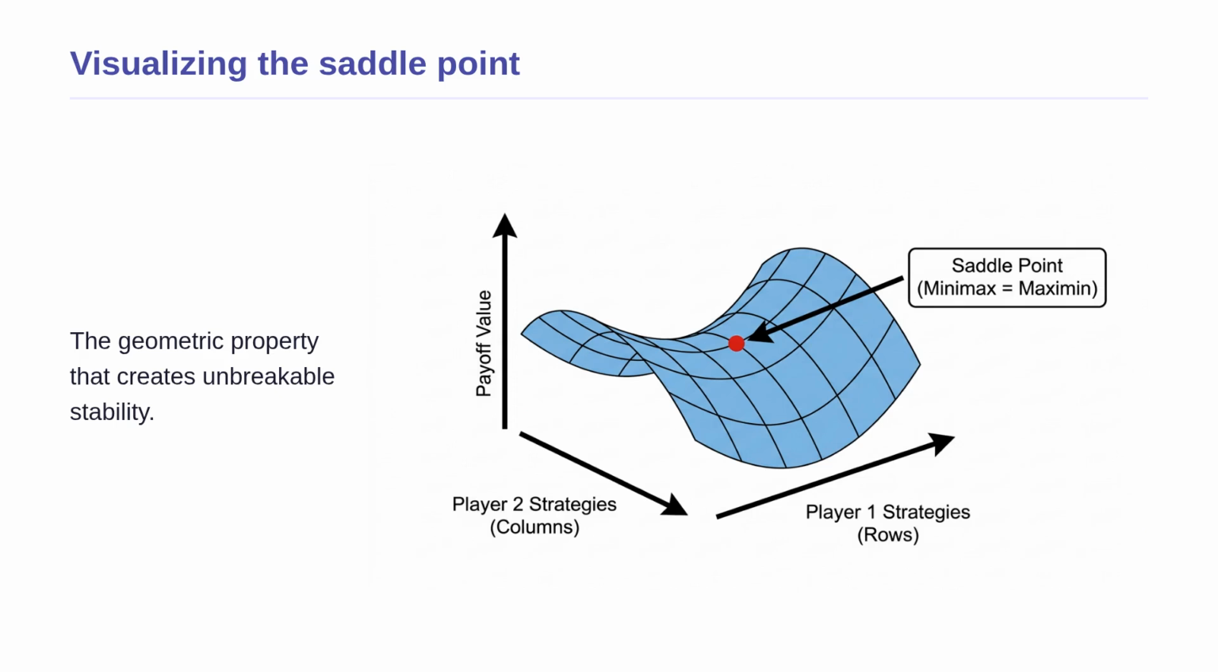To truly grasp why we call this a saddle point, let us look at its geometric shape. Just like the center of a horse saddle, the red point you see is the lowest part of the curve when you look from front to back, representing the minimum of a row. But simultaneously, it is the highest part of the curve when you look from side to side, representing the maximum of a column. This unique geometric property is what creates the unbreakable stability of the pure strategy equilibrium. Neither player can improve their outcome by changing their mind alone.